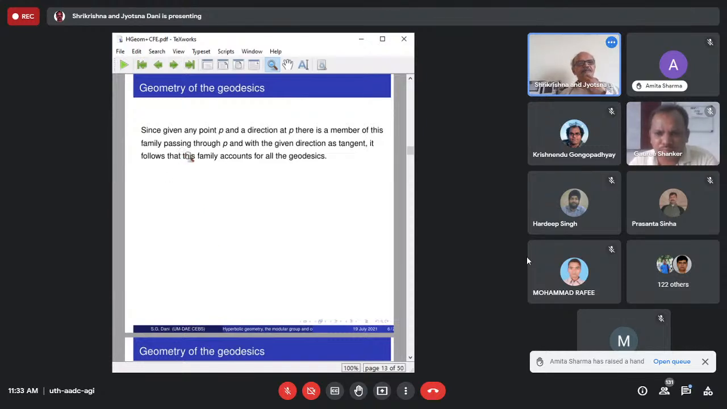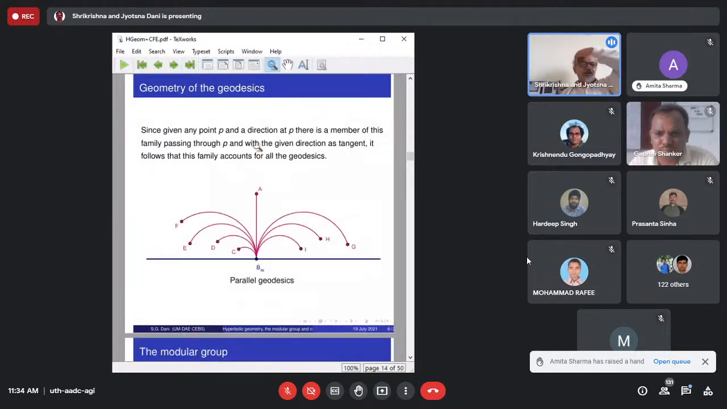Given any point, this is what I mentioned already. Given any point P, there is a member of the family that we have, a circle. Here is at least one picture of the geodesics. So let me recall some of what I said earlier in terms of this picture. We have the upper half plane here.